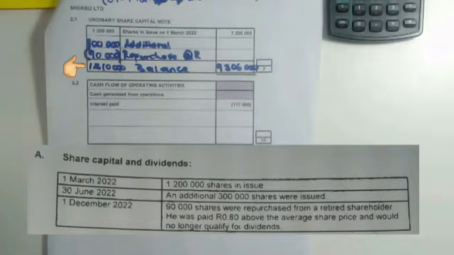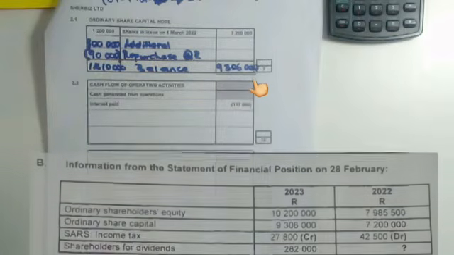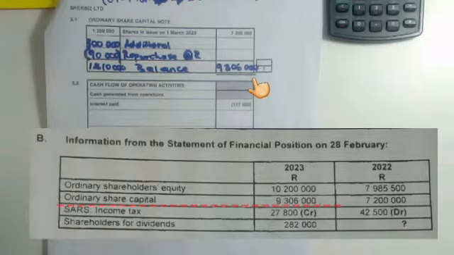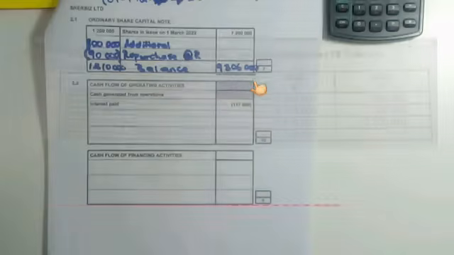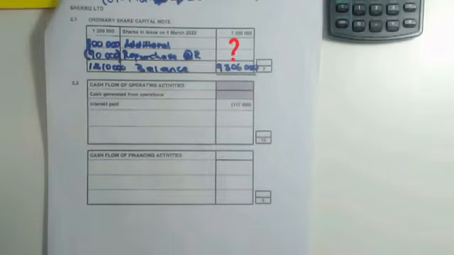The number of shares at the end of the year is 1.2 million at the beginning of the year plus the 300,000 additional shares minus the 90,000 shares that we repurchased, and we have 1,410,000 shares at the end of the year. The amount itself was given to us in information B on our ordinary share capital, which was 9,306,000. Now we can use these two amounts to figure out our average share price, which we are going to use to find our repurchased shares. And then once we fill in our repurchased shares, we can go and find our balancing figure for additional shares.